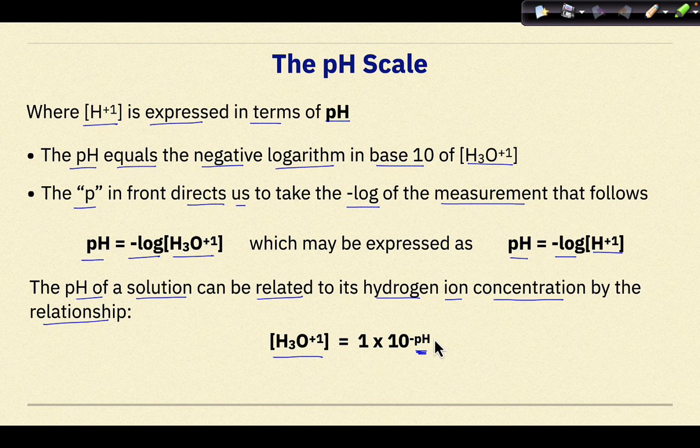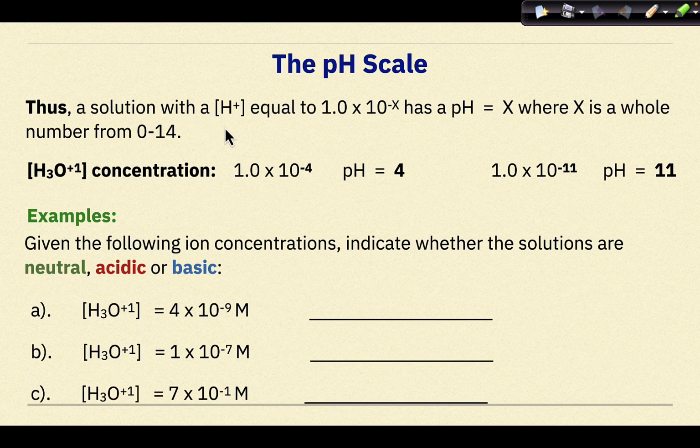And this is a general estimation for this type of calculation. Thus, a solution with a hydrogen ion concentration equal to 1 times 10 to the negative x has a pH of x, where x is a whole number from 0 to 14. The hydronium ion concentration of 1 times 10 to the negative 4 will have a pH of 4. 1 times 10 to the negative 11 will have a pH of 11.